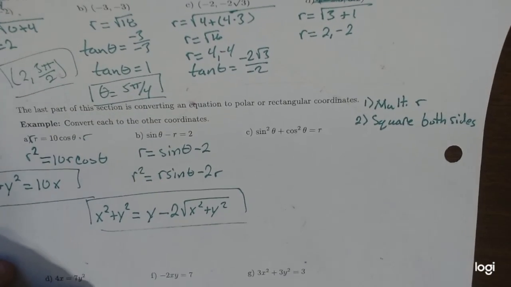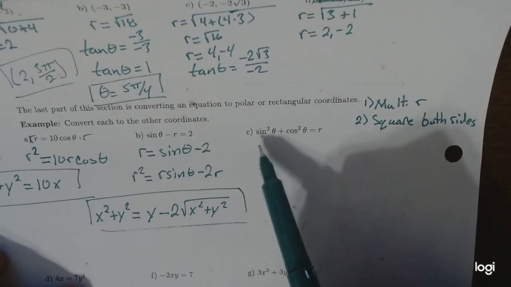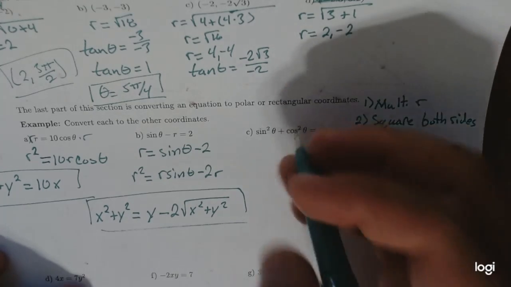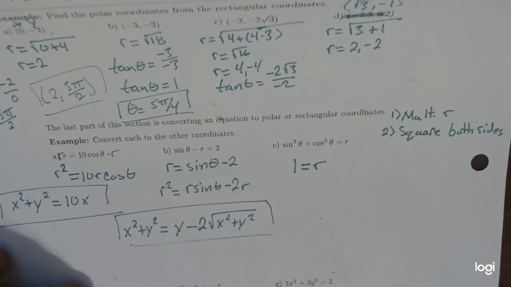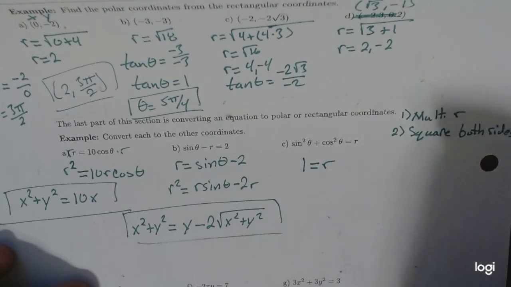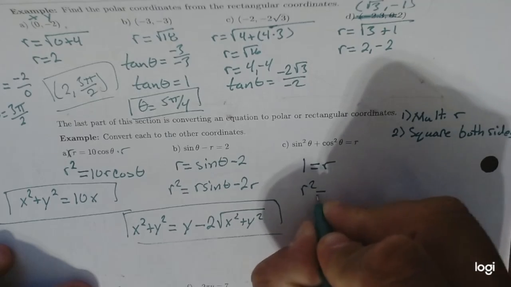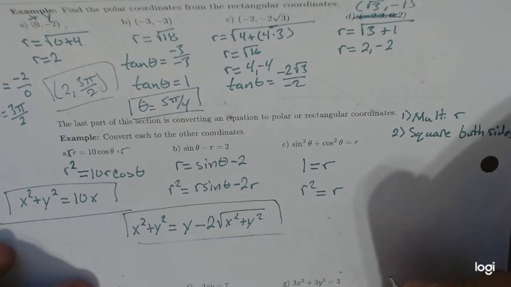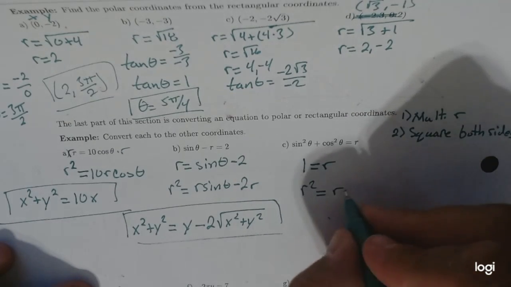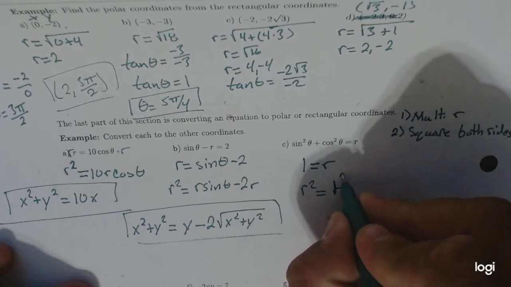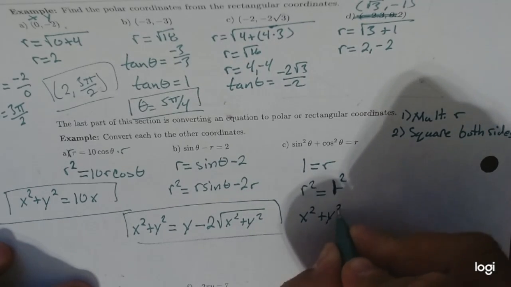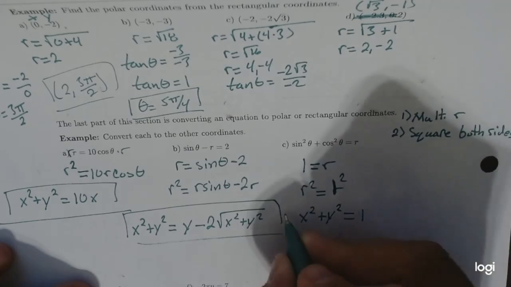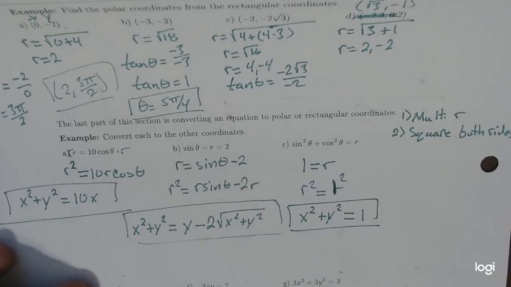All right, so let's try C. C is actually very easy, believe it or not, because what's sine squared plus cosine squared? 1, isn't it? Right? That's a Pythagorean identity. Square both sides, so r squared is equal to... Oh, sorry, square both sides. So r squared we know is x squared plus y squared, and then 1 squared is just 1. So look at that. It's a circle.